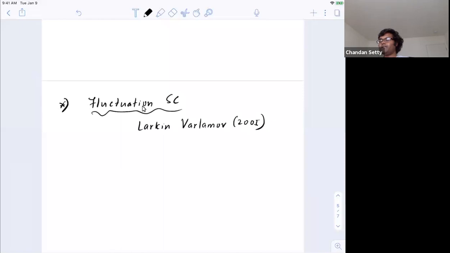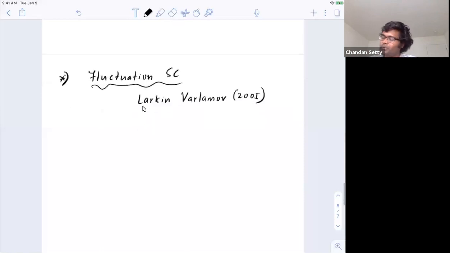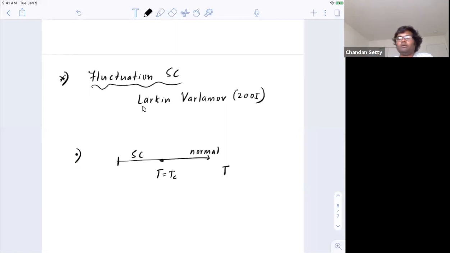Okay, so what is this whole issue of fluctuations in superconductors? Typically, in a plain vanilla BCS type model, as a function of temperature, at some critical value of T, you enter the superconducting state from a normal metal. But in principle, this need not be the case.